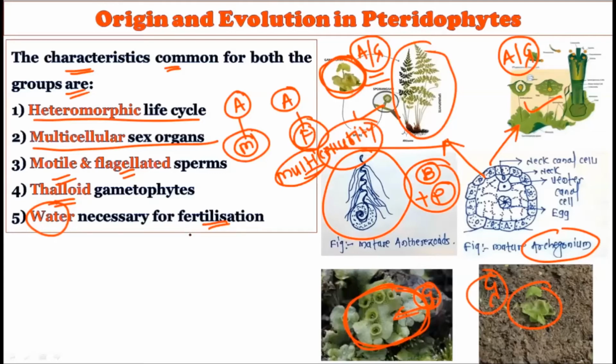So bryophytes and pteridophytes both require water for their fertilization, which also shows their similar type of habitat. That is why they like to grow in or around the water or in moist areas. So heteromorphic life cycle, multicellular sex organs, motile and flagellated sperms, thalloid gametophyte, and the essentiality of water for fertilization: all these are the common points between the pteridophytes and the bryophytes, and this makes us conclude that these groups are very similar to each other. And when we find the similarity, we can conclude that the bryophytes can be the ancestral stock for the origin of these pteridophytes.